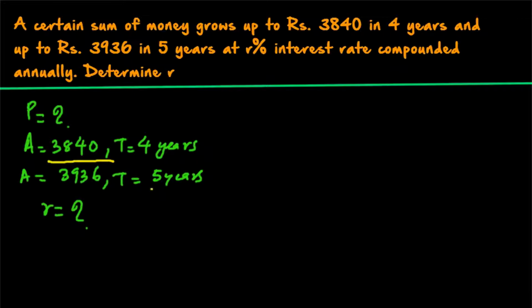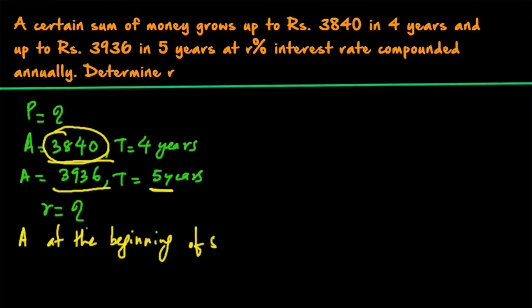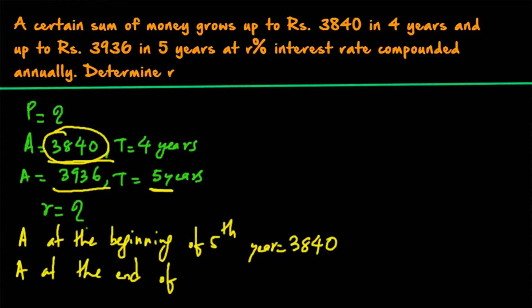So at the beginning of the 5th year, the principal will be rupees 3840, and we are getting an amount of rupees 3936 at the end of the 5th year. Okay, so the amount at the beginning of the 5th year is equal to rupees 3840, which is the same as the amount at the end of the 4th year, and the amount at the end of the 5th year is equal to rupees 3936. So if that is the case, what inference can we make?